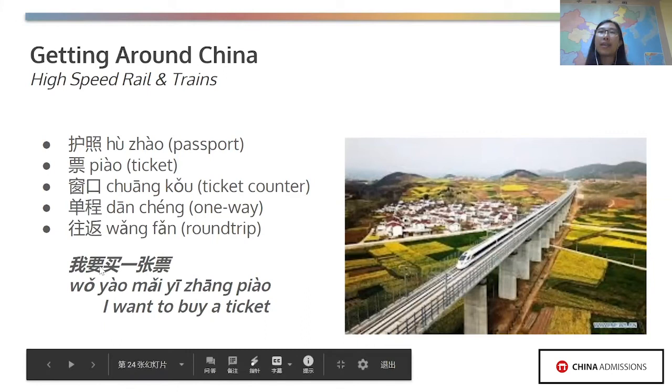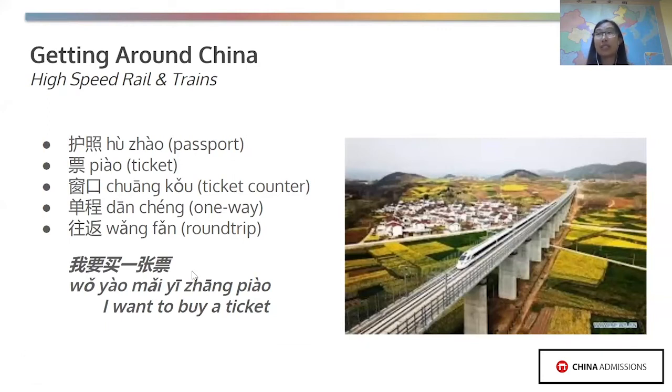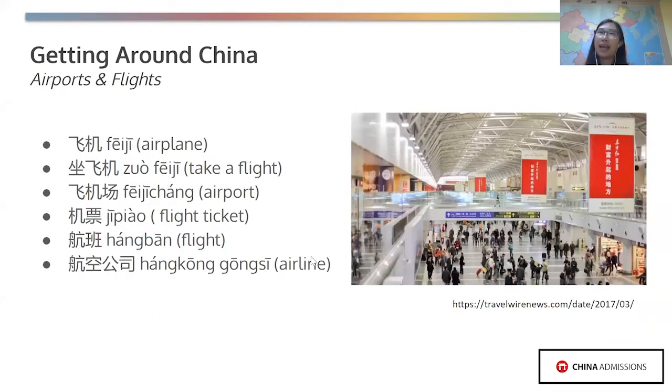So, 我要买一张票. I want to buy a ticket. 我要买一张票. And then you need to tell your destination, right? So you can say, 我要买一张票, 从桂林到北京. From Guilin to Beijing. 从桂林到北京. Got it? Now, let's talk about airplane.